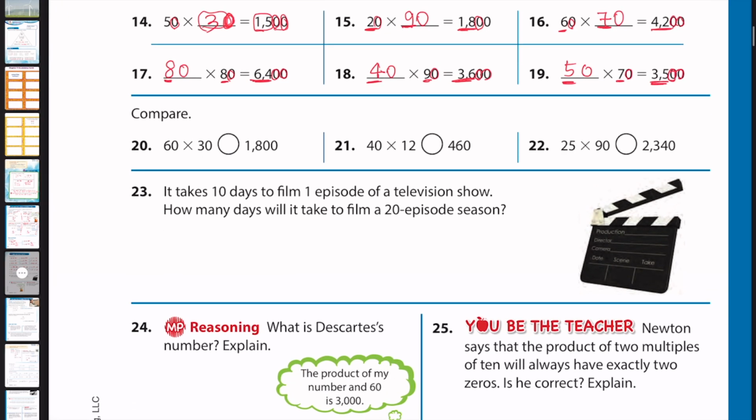Compare number 20. 6 times 3 is what? 18. And how many zeros? 1 and 2. Hold on. You need to compare what? This is equal sign.